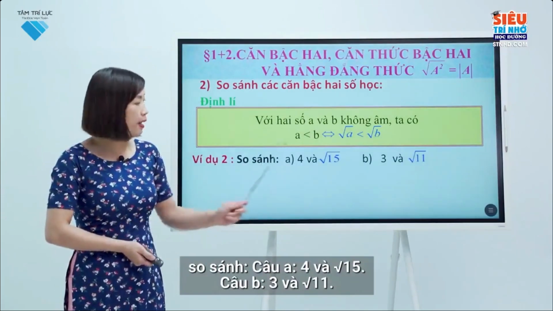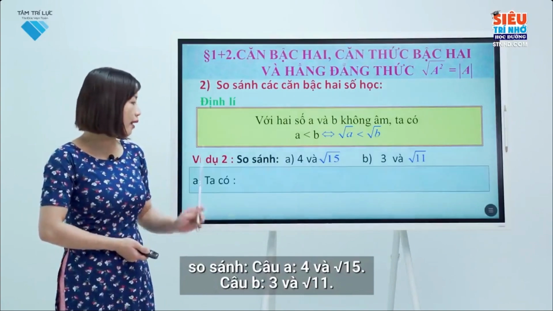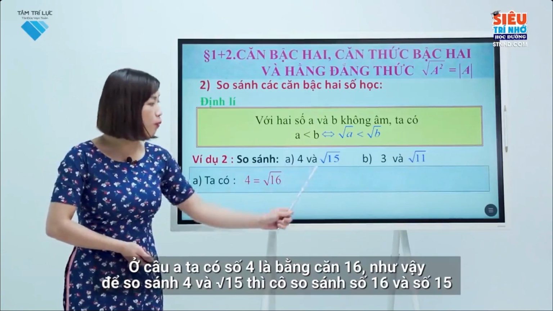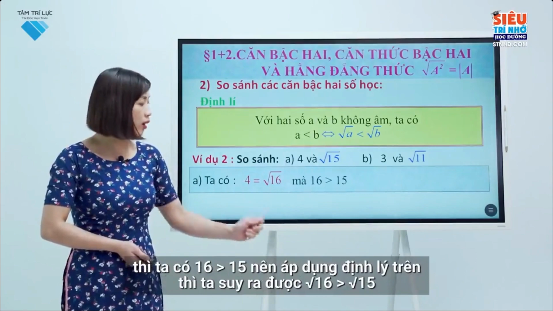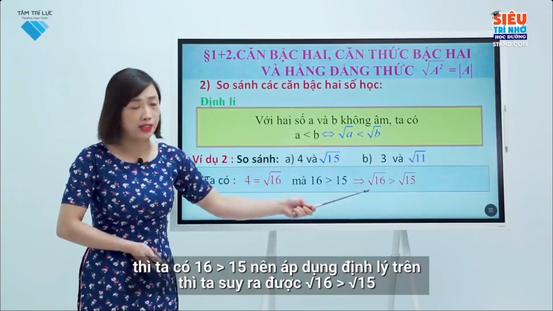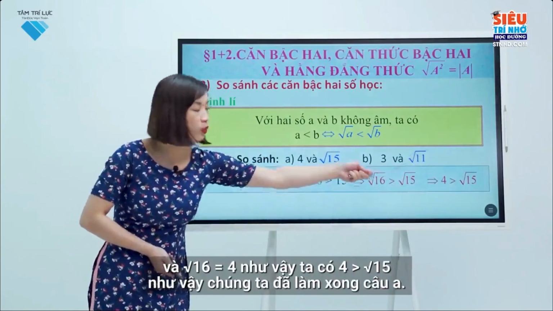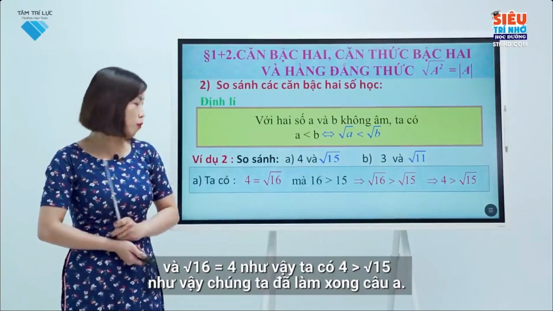Compare question A, 4 with the square root of 15. Question B, 3 with the square root of 11. In question A, we have 4 is equal to the square root of 16. So to compare 4 with the square root of 15, I compare 16 with 15. We have 16 is greater than 15. So applying the theorem above, we infer that the square root of 16 is greater than the square root of 15, and the square root of 16 is equal to 4. So 4 is greater than the square root of 15. So we finish question A.